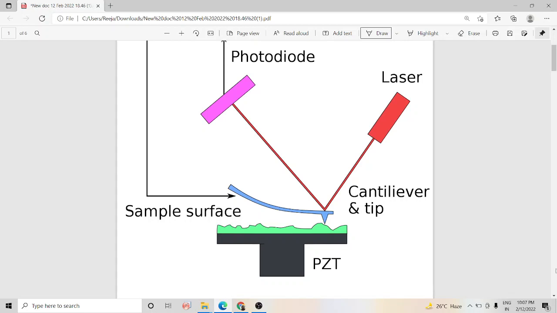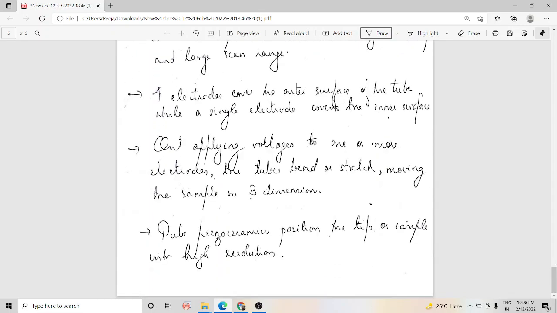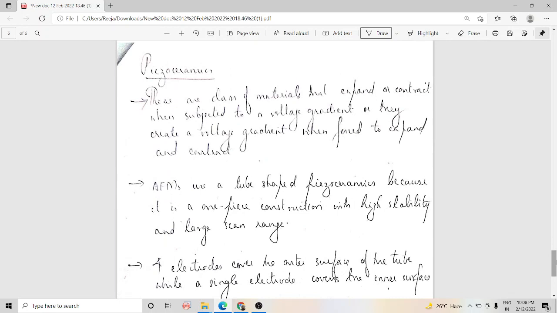So let's see how. I think you all might know what piezoceramics are. Piezoceramics are materials which expand or contract when subjected to a voltage gradient. That is, if a bias is given across two of its faces. Suppose you have a piezoceramic sample, so that you apply a bias here. Along these two faces, you are applying a positive and negative potential, so that the other two faces will undergo mechanical vibrations, or it will contract or expand.